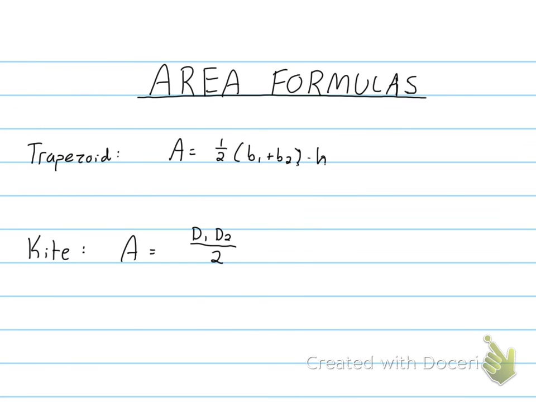Finally, let's talk about some area formulas. Trapezoid, the area is 1/2 our bases added together times our vertical height. And for a kite, to find the area, I take both diagonals, I multiply them together and divide them by 2. We'll look at some example problems in class.